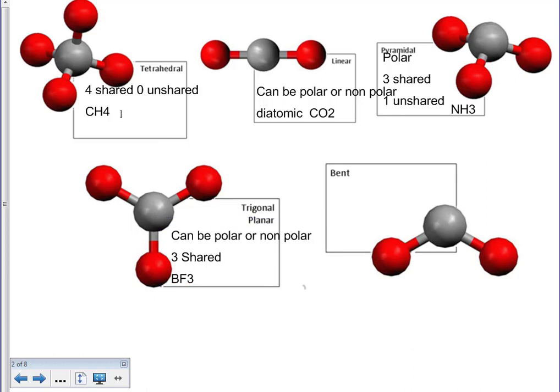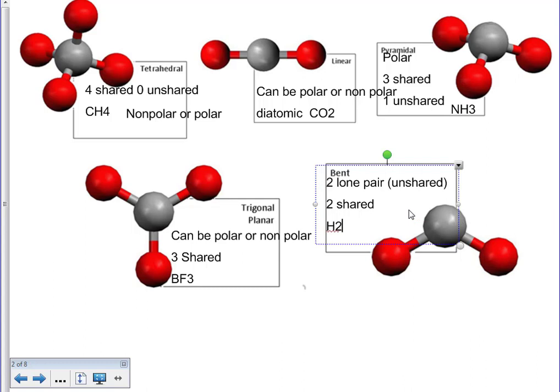Just to review for the tetrahedral, remember we have 4 shared pairs, 0 unshared. As long as all the substituents are the same, you're going to be considered nonpolar, or you can be a polar molecule if those substituents aren't the same. The last type we have here is the bent molecule. You have 2 lone pairs of electrons, so unshared pairs, along with 2 shared pairs. This is what causes this to be a bent molecule. The most commonly used example for this is H2O.